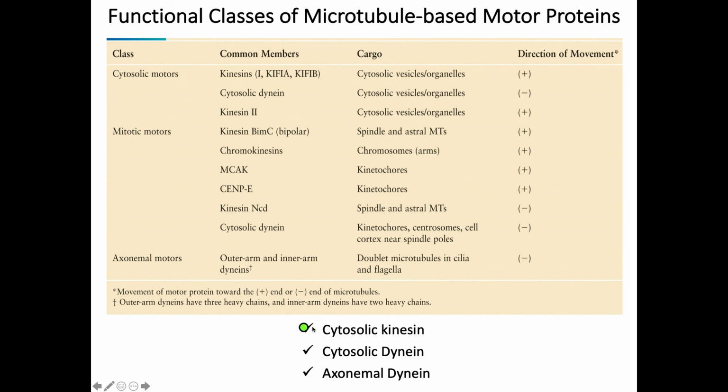So we are going to look at the cytosolic kinesin, which goes towards the plus end, cytosolic dynein, which goes towards the minus end, and also the axonal dynein as well. So these are some of the ones that we are going to take a look at and what they are.